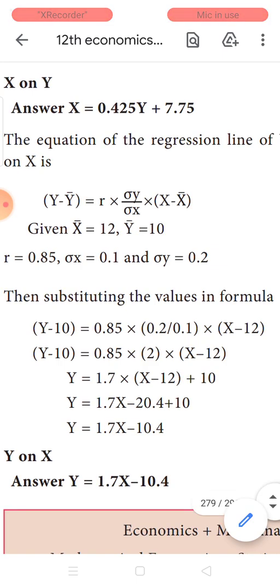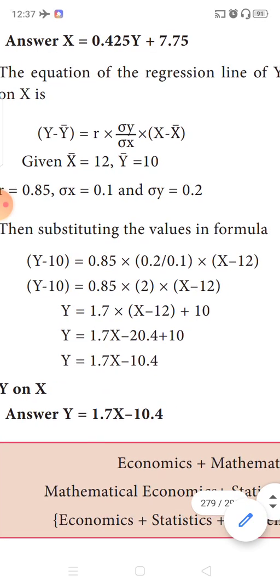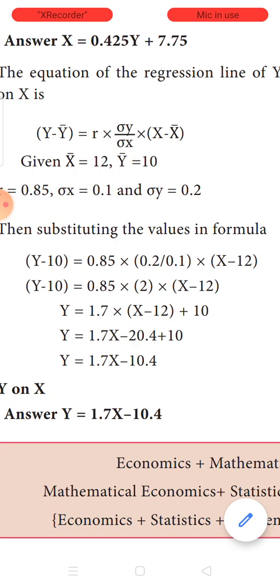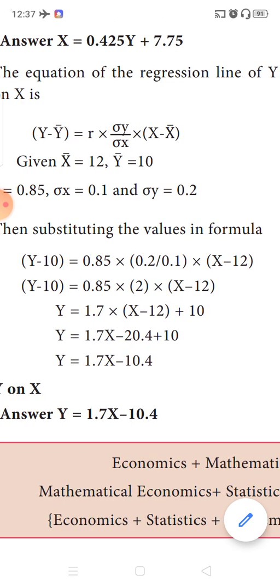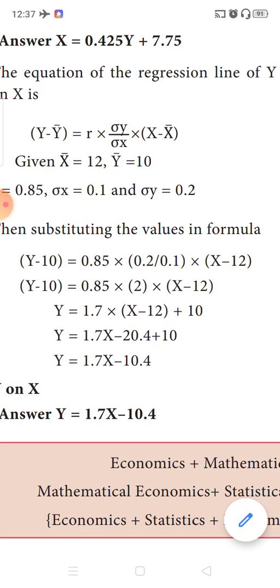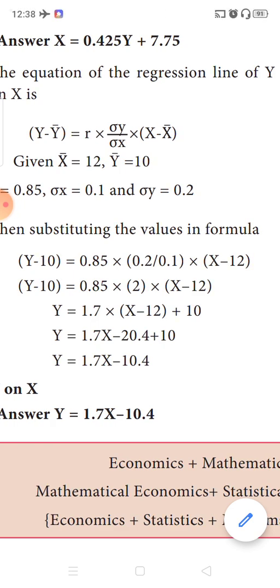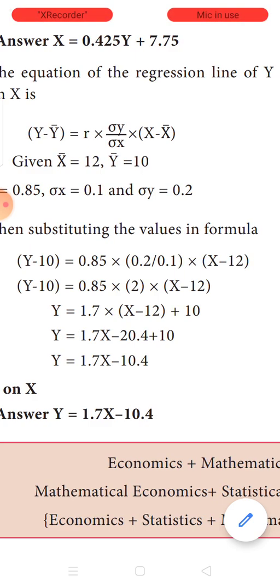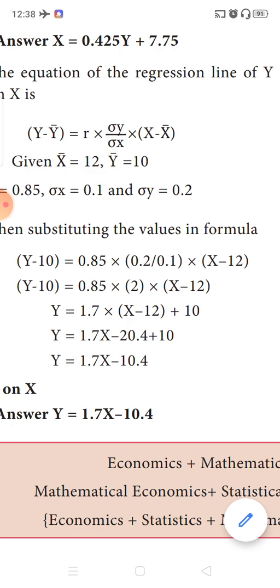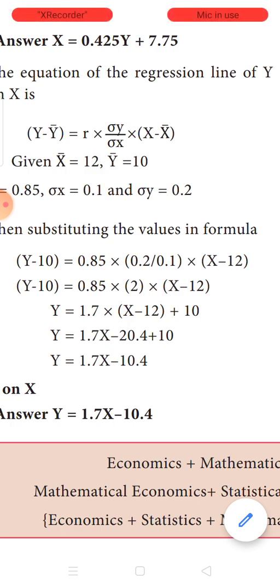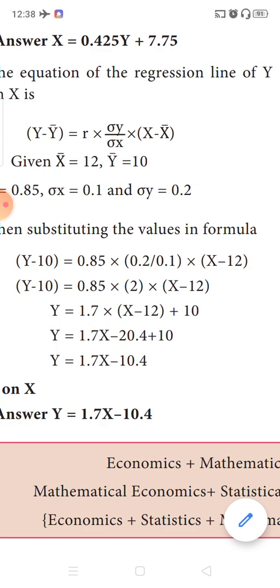The next step, you have to take this minus 10 to the other side. Now y is equal to, multiply 0.85 into 2, you get 1.7. You can use a calculator, children. Write this x minus 12 as such. This minus 10, when it goes to the other side, it becomes plus 10. Again, y is equal to, multiply 1.7 into x, you get 1.7x. Then write the minus symbol. 1.7 into 12, you get the value 20.4. Then as such, write the plus 10. Bring down the plus 10.